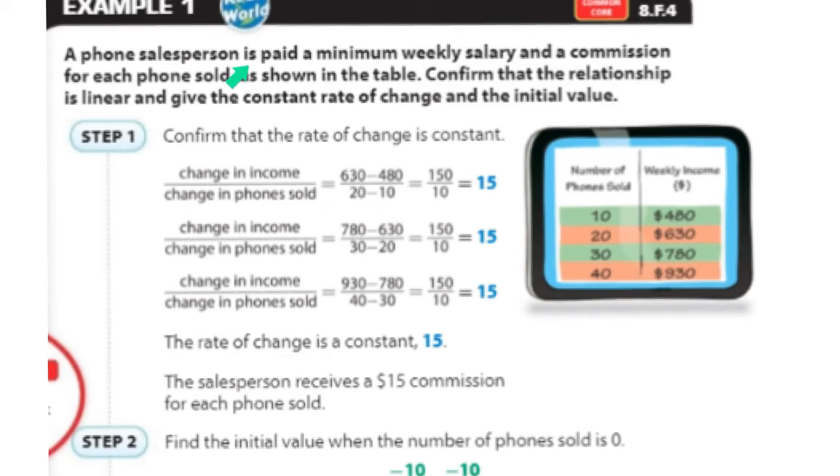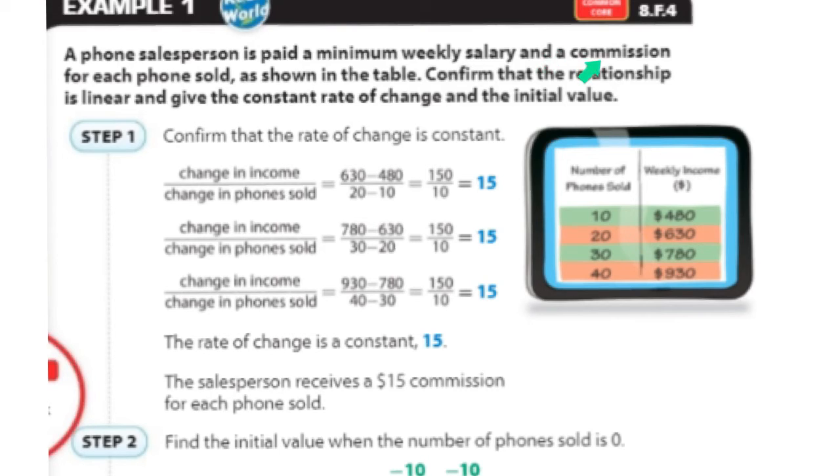A phone salesperson is paid a minimum weekly salary and commission for each phone sold as shown in the table. Confirm that the relationship is linear and give the constant rate of change and the initial value. So let's look at some of these words first. Minimum weekly salary. So this is going to be the amount of money that the salesperson is paid each week for just showing up to work.